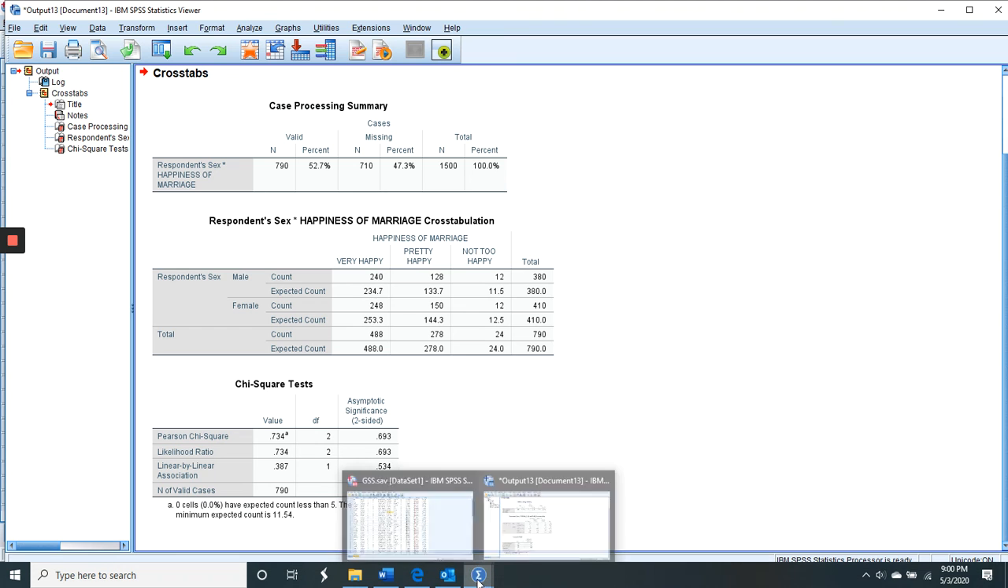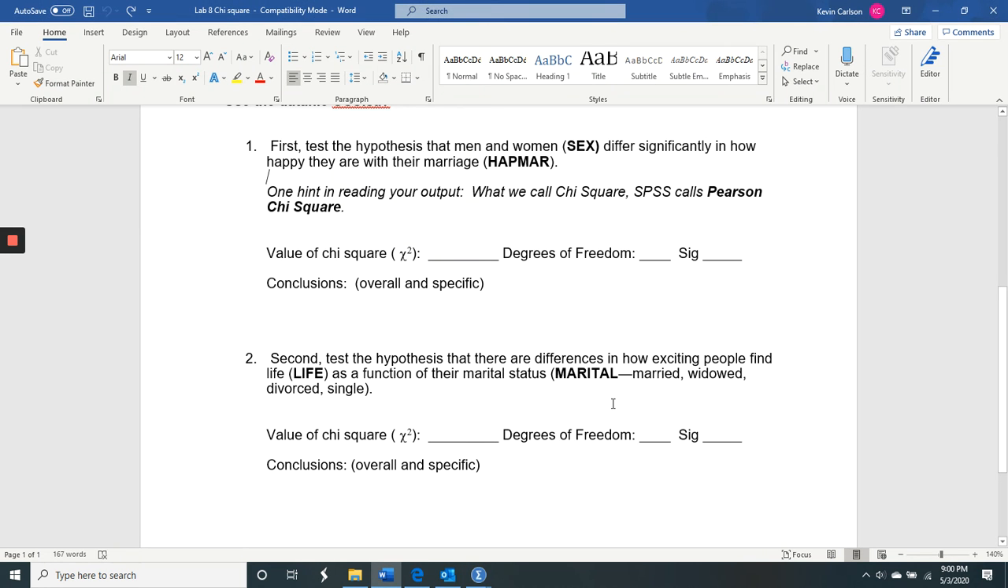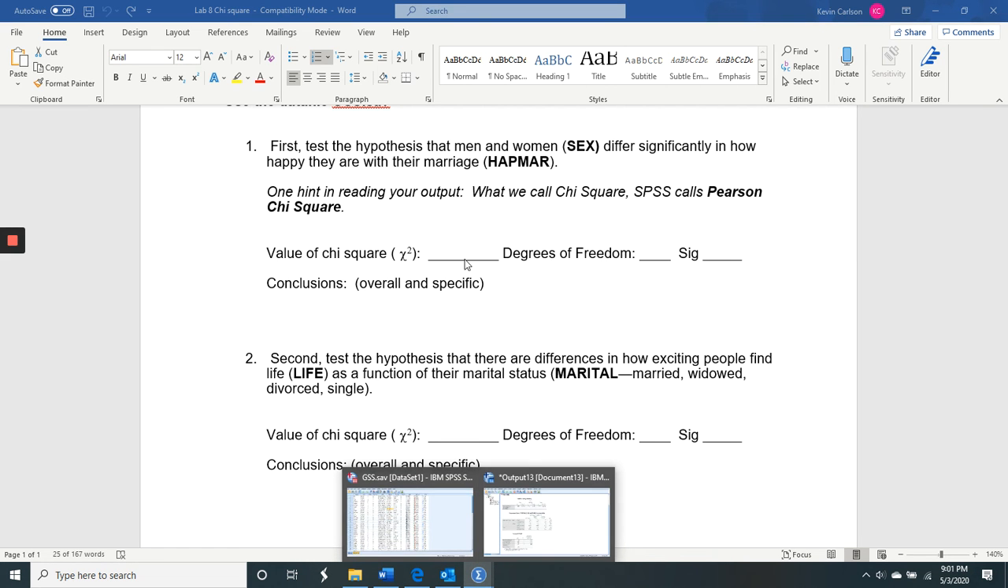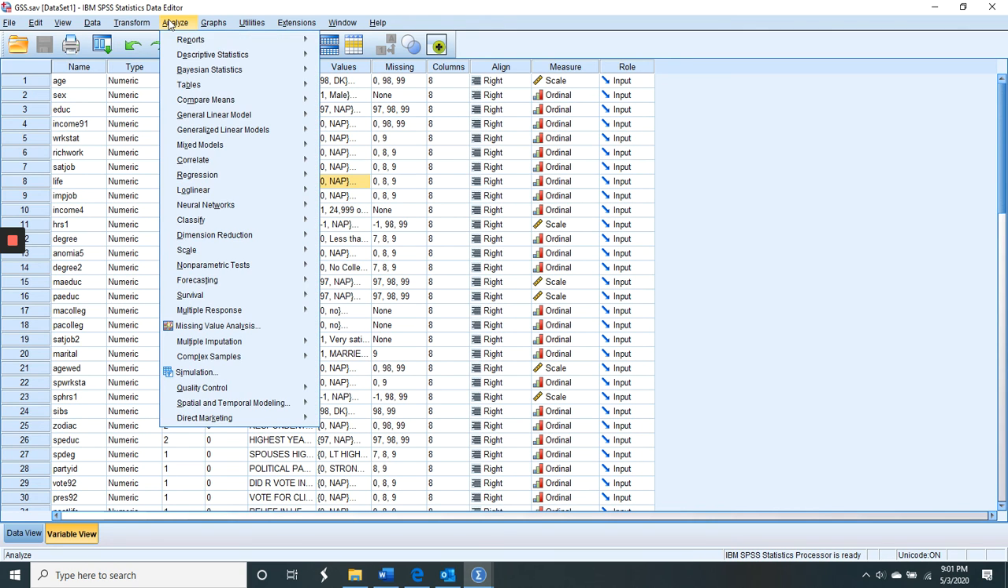And then we're going to run an analysis on how exciting people find life is, and whether they're married, their marital status, I should say. It's not just whether they're married or not, there's different marital statuses here. So let's do those analyses.